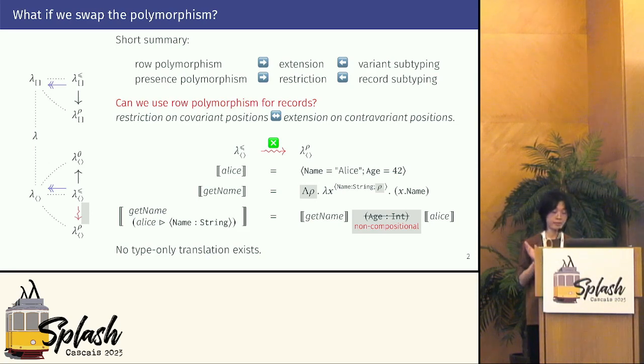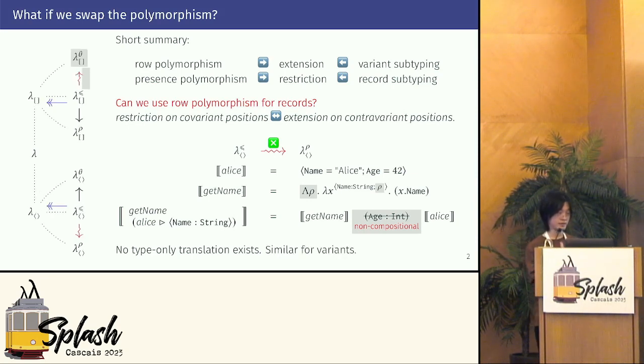And moreover, we formally proved that there is actually no type-only translation from simple record subtyping to row polymorphism, and similarly from simple variant subtyping to presence polymorphism. The idea of the proofs of these negative results is to find some good counterexamples and try to define a very general translation scheme for them. And then you can try to show some contradiction. For example, it is a contradiction to the compositionality requirement, or it is contradictory to the type-only property or something else.